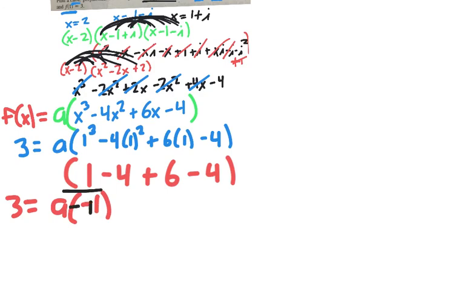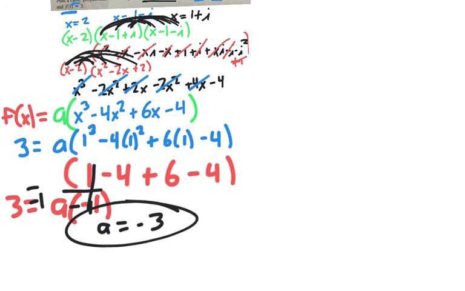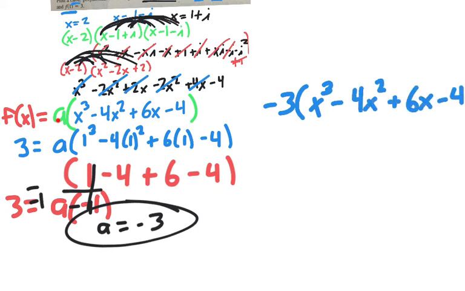And then when I solve for a, I get a is equal to negative 3. So that means I need to go back to my original here that I was multiplying by a, and I'm going to plug in a negative 3 for a. So I now have negative 3 times x cubed minus 4x squared plus 6x minus 4. So that means I ended up having to reflect the graph and then stretch the graph to make it have a y value of 3 when x was 1.